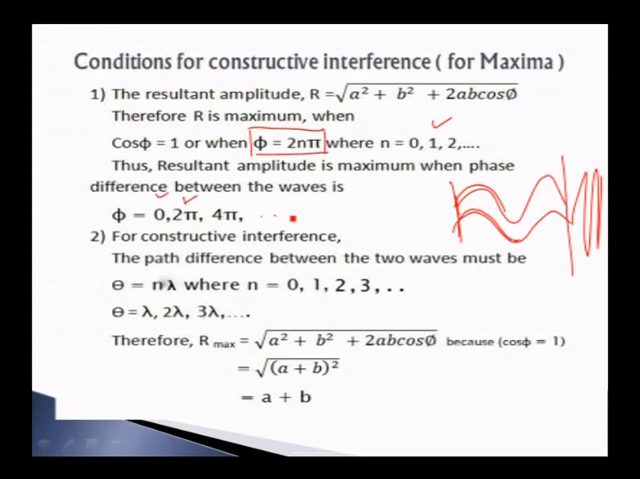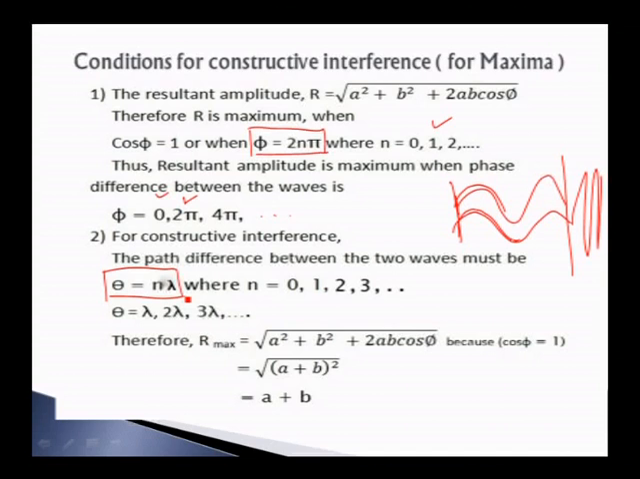Now let us try to find the path difference. This is the formula to find the path difference. Again n is an integer, it takes the values 0, 1, 2, 3 and so on. When this is 0, we can calculate when n is equal to 1. So, lambda, you get 2 lambda and 3 lambda and so on.